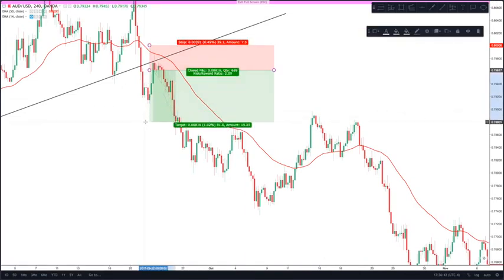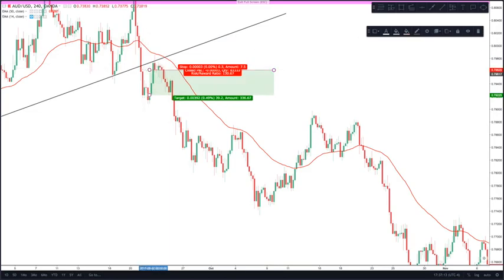You can set a 1 for 2 or 1 for 3 risk reward on this with an automatic close. Option 2 is once the 1% target is achieved, move the stop loss to break even to catch the larger move.